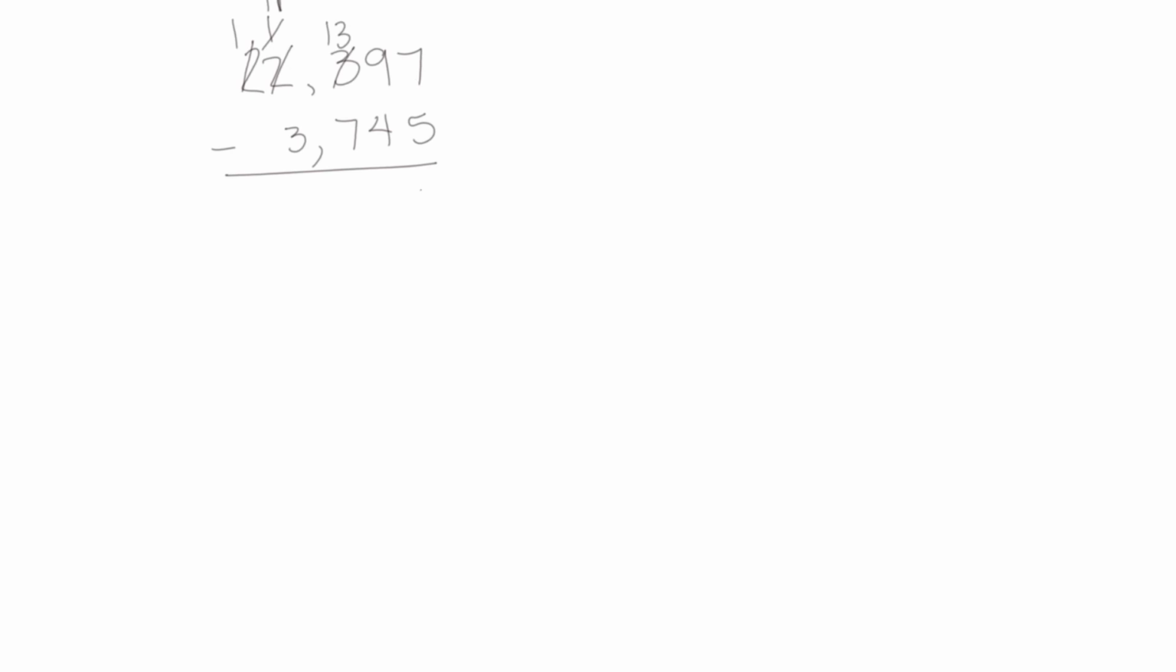7 ones take away 5 ones is 2 ones. 9 tens take away 4 tens is 5 tens. 13 hundreds take away 7 hundreds is 600. 11 thousands take away 3,000 is 8,000. And we have 1 10,000 left. So our answer would be 18,652.